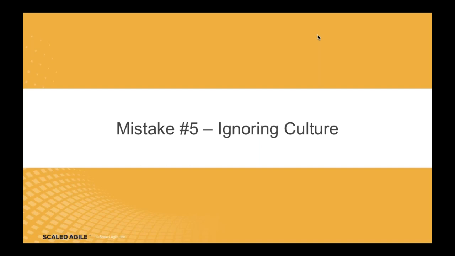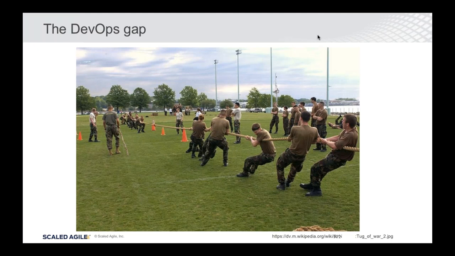The fifth mistake that we see is ignoring culture. And that's really, really important. In SAFe 4.5, we've augmented an existing term in the industry, CAMS, to CALMR, and we look at it as a CALMR approach to DevOps. And that's because it starts with C, which is culture. And culture is so important.